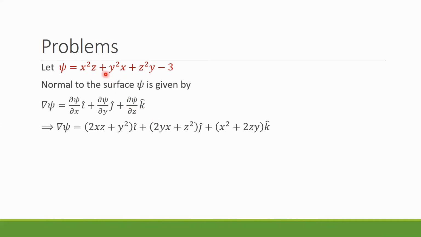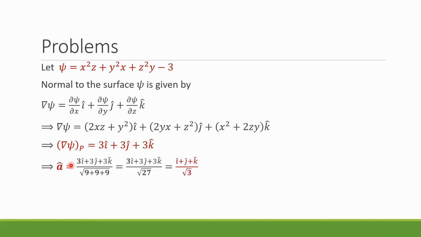So when you differentiate this partially with respect to z, from the first term you get x square, the second term becomes 0, from the third term we get 2zy, and the fourth term, minus 3, becomes 0, into k. So this is the normal to the surface psi. Let us find the normal at the given point, that is when x is equal to 1, y is equal to 1 and z is equal to 1, we get 2 plus 1, that is 3i, 2 plus 1, that is 3j, and 1 plus 2, that is 3k.